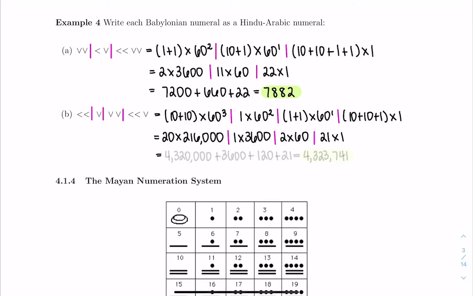And so we're almost done. We've got 20 times 216,000, and that gives me 4,320,000. Plus 1 times 3,600, which is 3,600, plus 20 times 60, which is 120, and 21 times 1 is 21. And so when we add this all together, we end up getting 4,323,741.